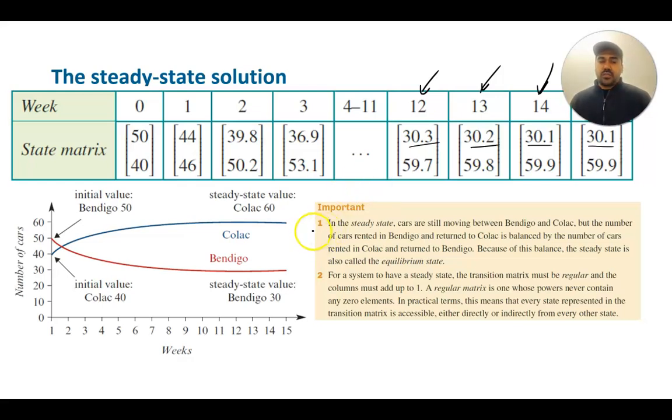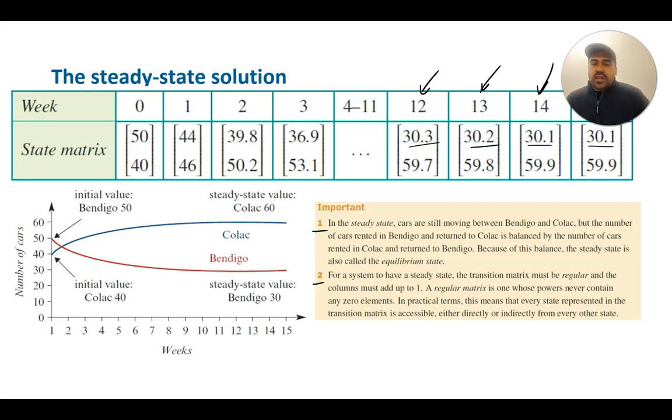Okay, so this is state number 1. And state number 2, for this particular system to have a steady state, the transition matrix that you create has to be regular and the columns must add up to 1. So there can't be any discrepancies with the percentages that get distributed. A regular matrix is one whose power never contains any 0 elements as well. You can't just have 0% of something that happens, because then that's not really going to hit an equilibrium state. It'd be pretty weird or kind of fluctuate if that were to happen.